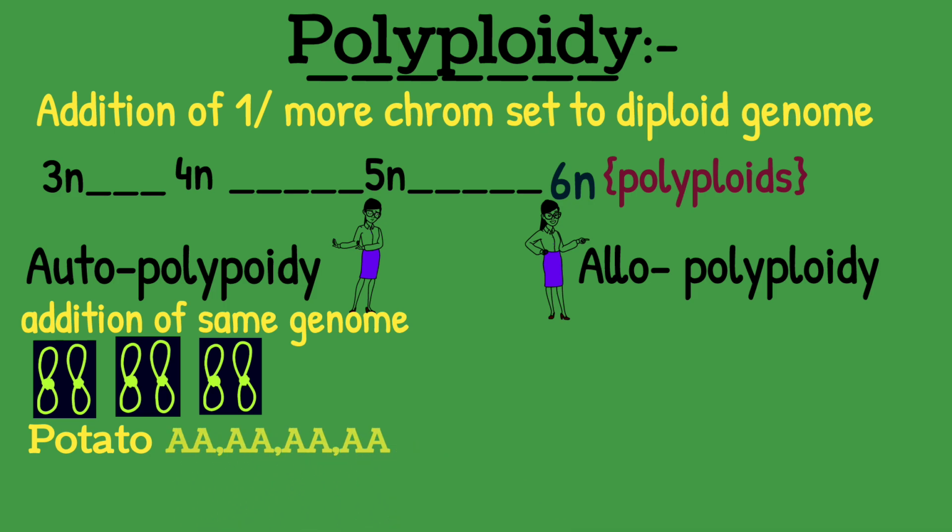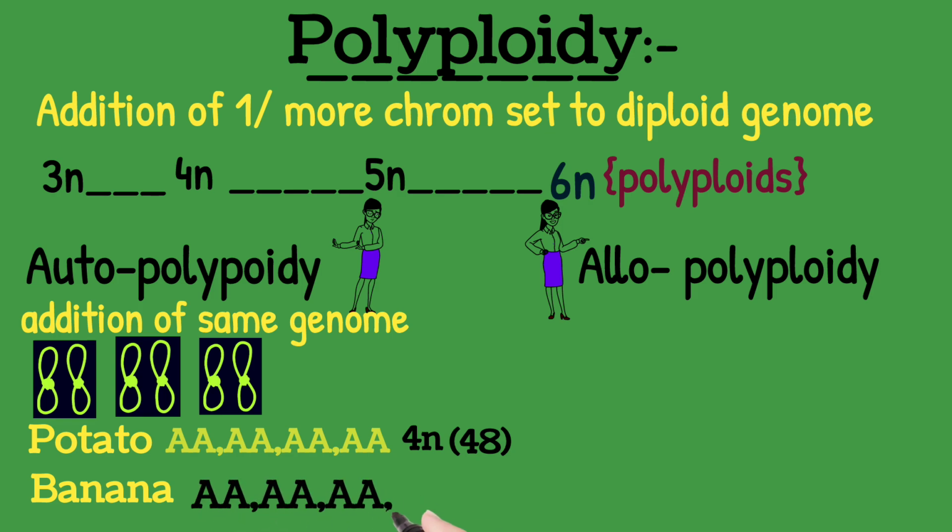So it is autotetraploid with chromosome number 48. Right? Accordingly, we have one more plant, banana. It has a set of chromosomes 3 times, the same set of chromosomes. So it is triploid. Simply with chromosome number 33, having 11 in each set.